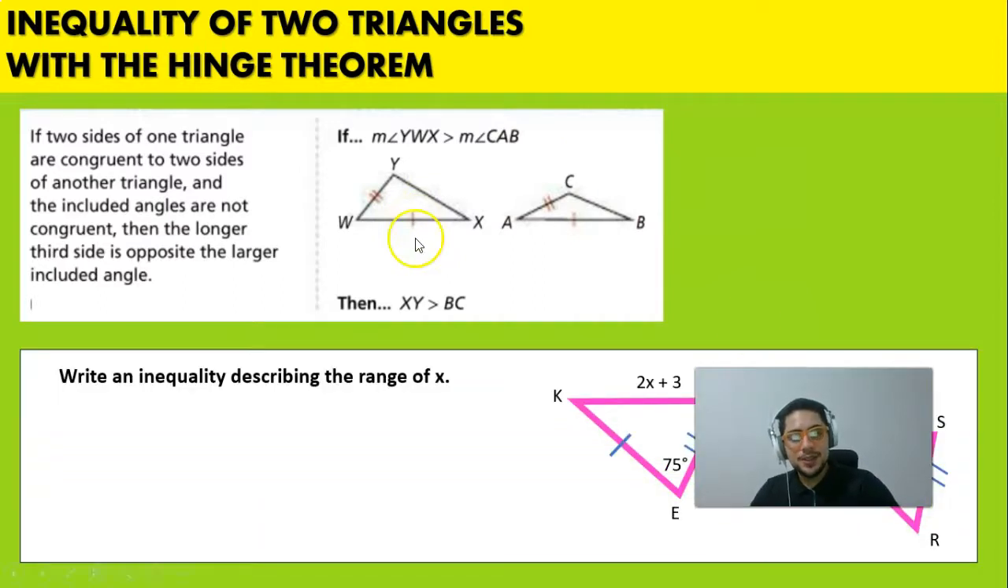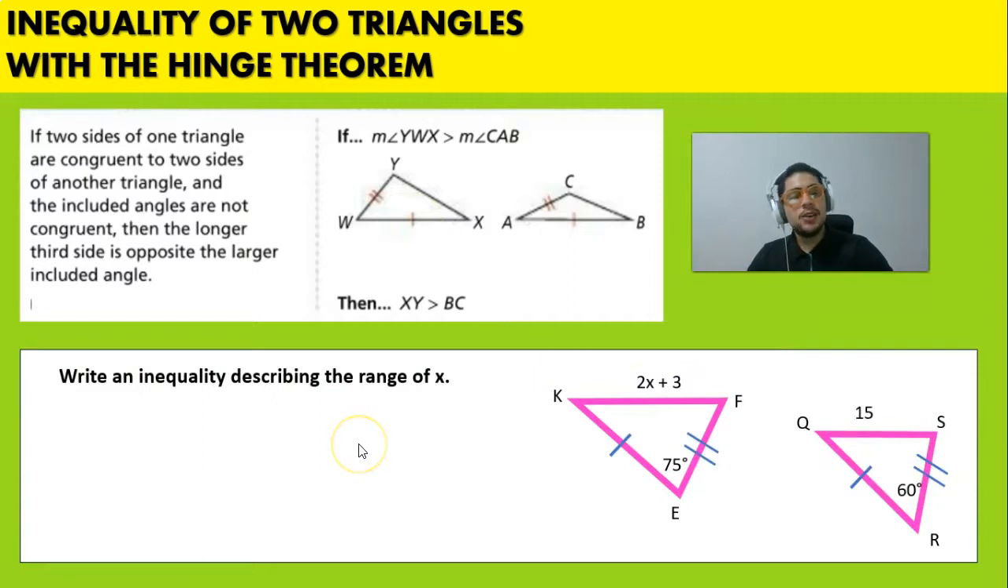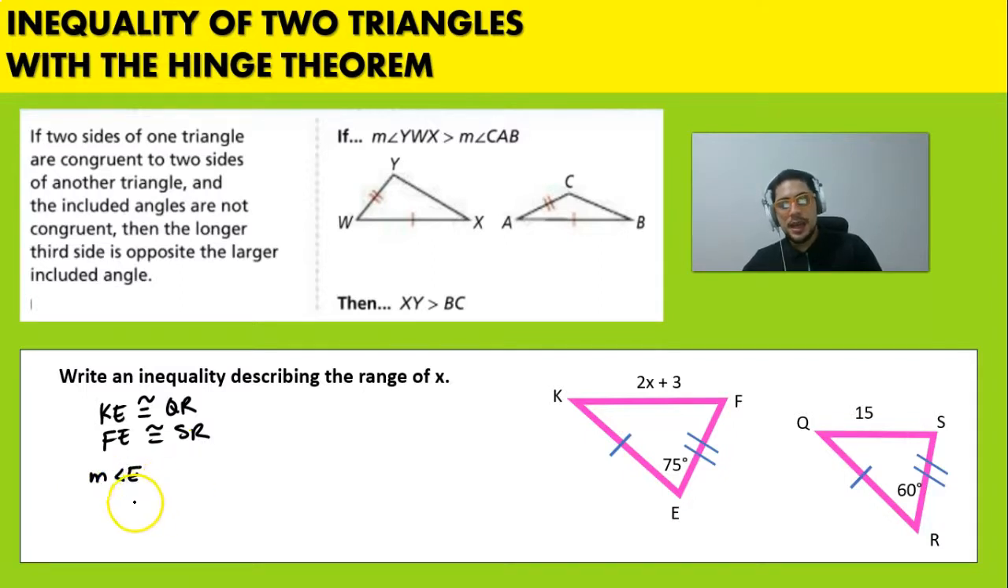Now let's take a look at today's problem. Write an inequality describing the range of x. In this case, KE is congruent to QR, and FE is also congruent to SR. We're just left with the two included angles, the measure of angle E and the measure of angle R. They are not congruent, so the measure of angle E is higher than the measure of angle R.